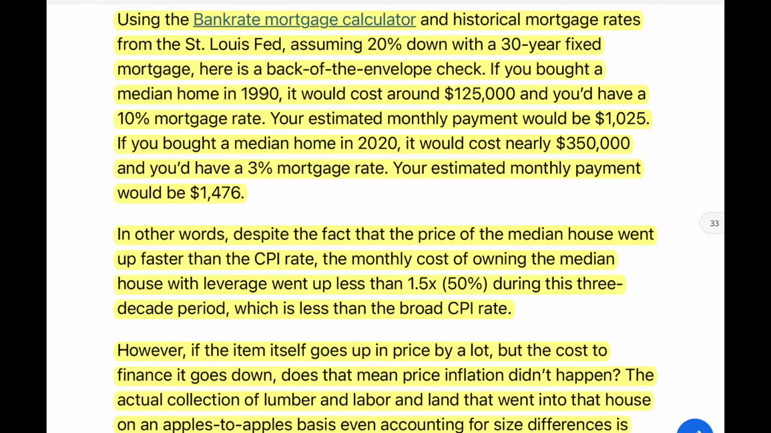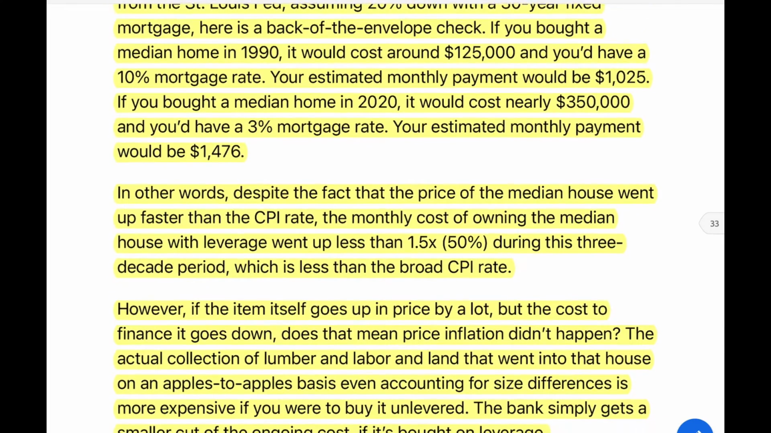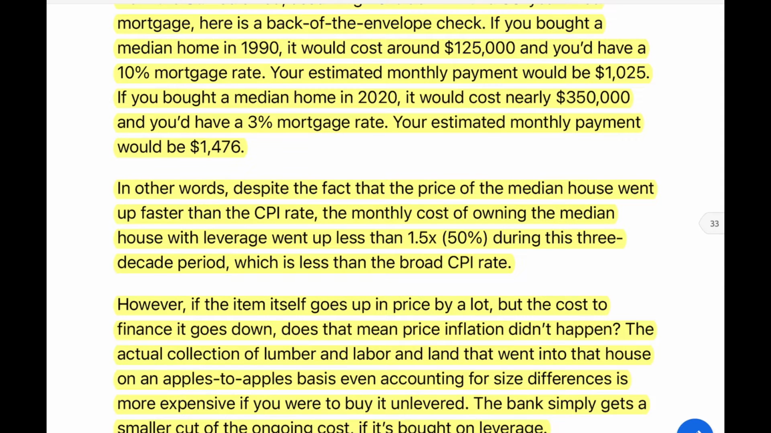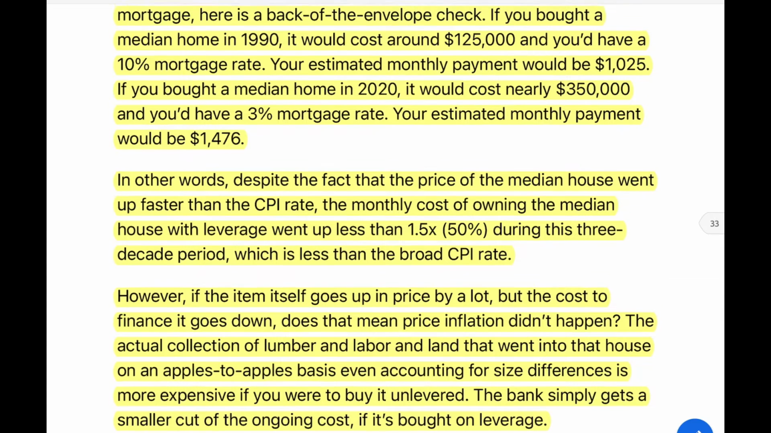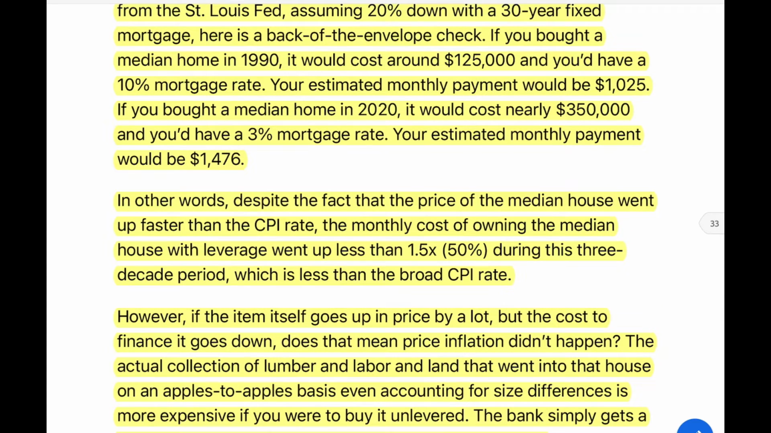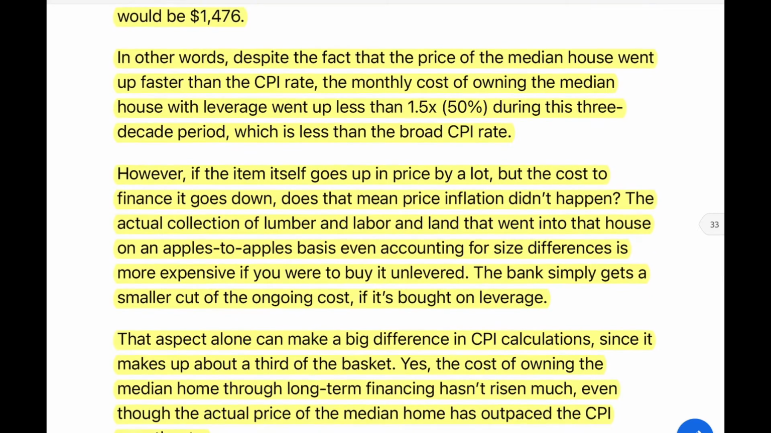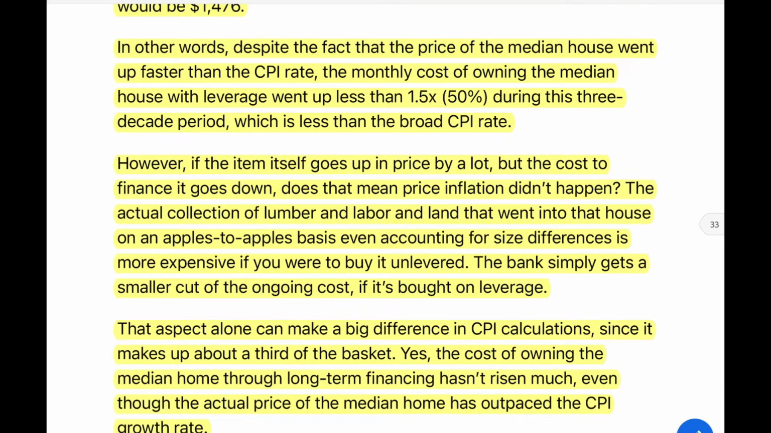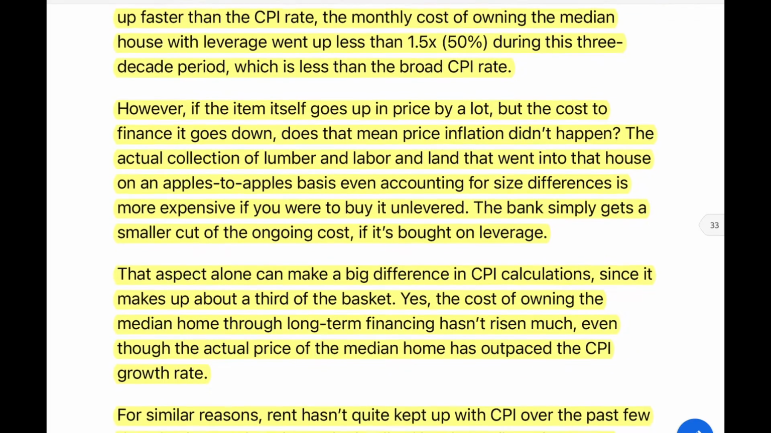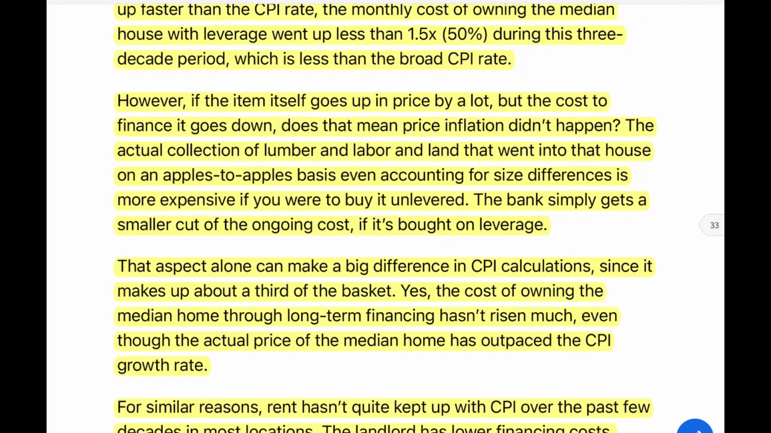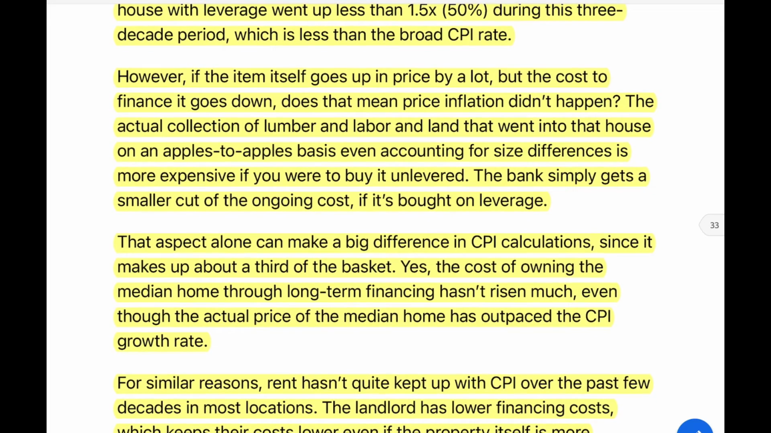If you bought a median home in 1990, it would cost $125,000, and you would have a 10% mortgage rate. Your estimated monthly payment would be $1,025. If you bought a median home in 2020, it would cost nearly $350,000, and you would have a 3% mortgage rate. Your estimated monthly payment would be $1,476. In other words, despite the fact that the price of the median house went up faster than the CPI rate, the monthly cost of owning the median house with leverage went up less than 50% during the three-decade period, which is less than the broad CPI rate.